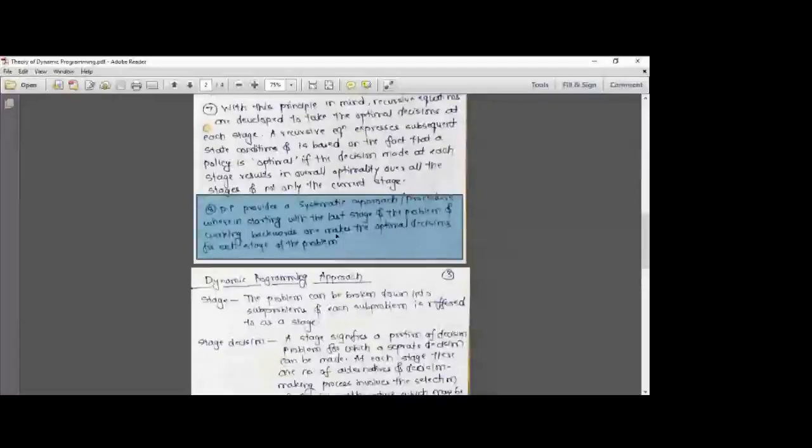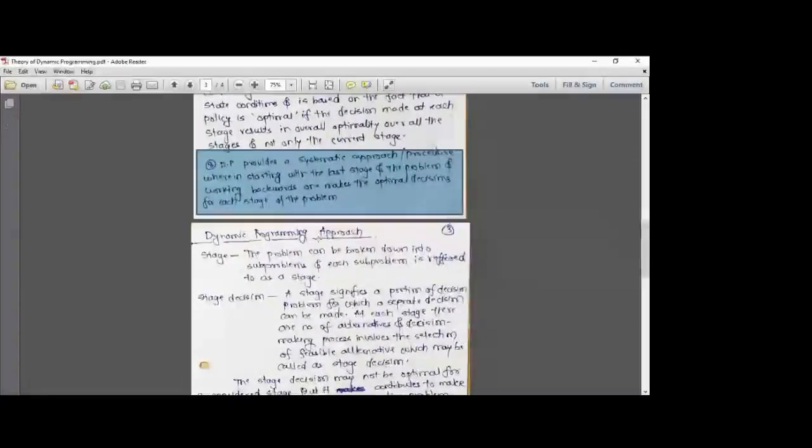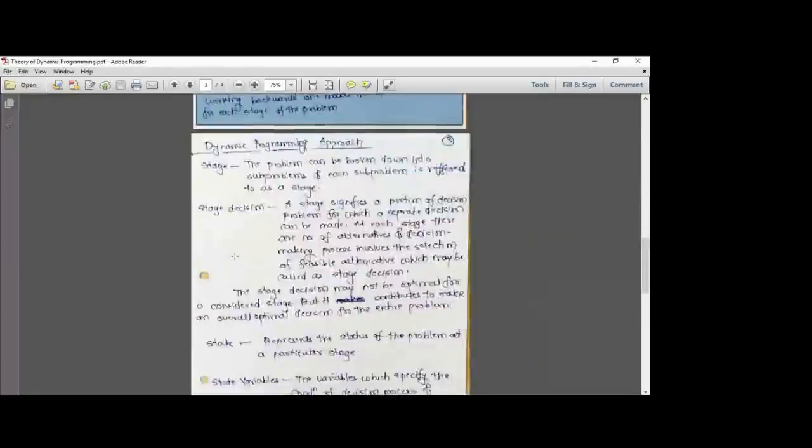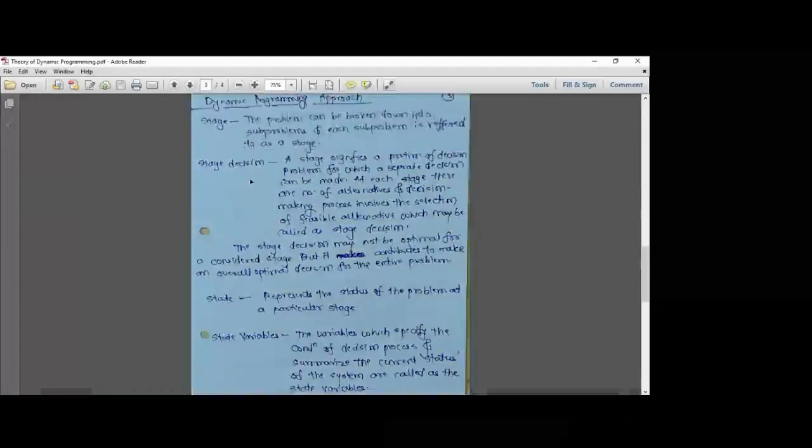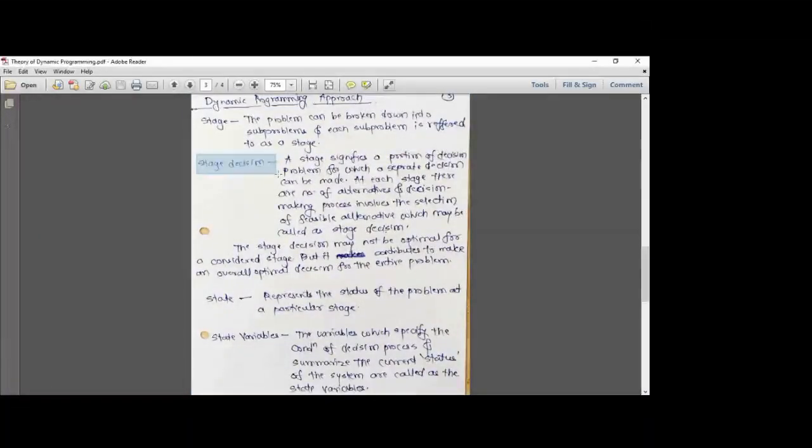Next, a very important thing is the dynamic programming approach. I've written a few of the important points that we have seen. So we have seen a stage. What is a stage? The problem can be broken down into subsequent sub problems, and each sub problem is referred to as a stage. Now, what is a stage decision?